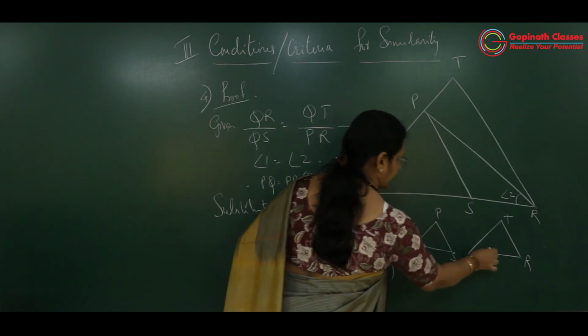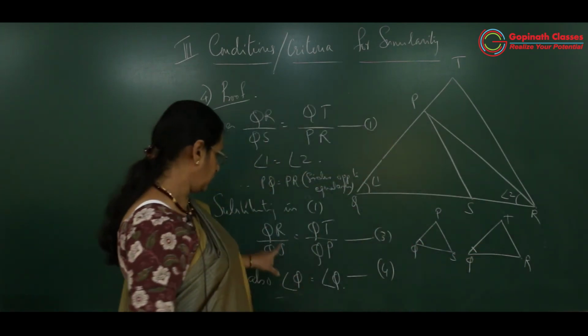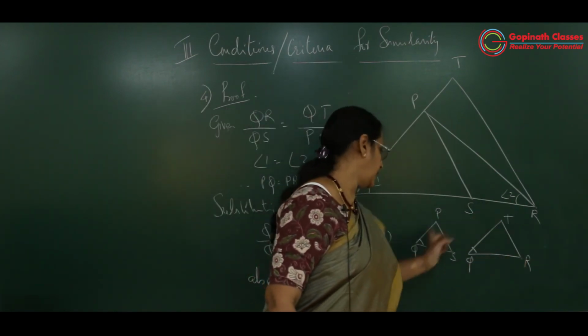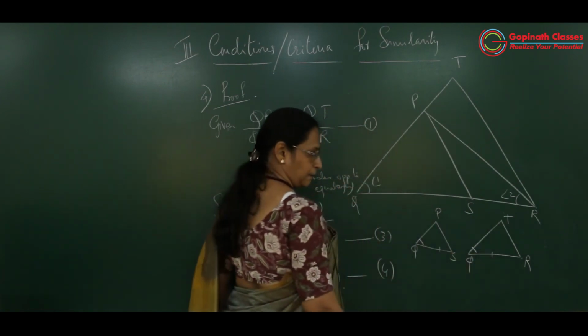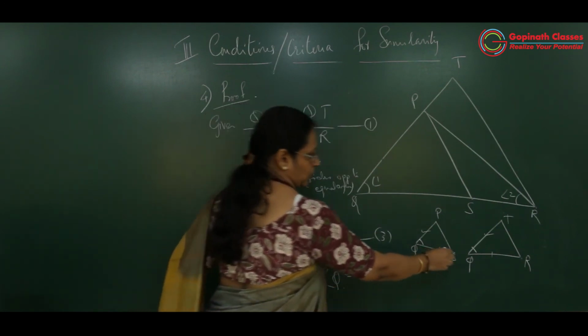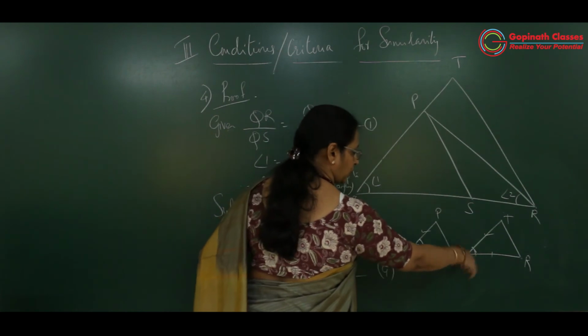अभी आप देखिए ये कैसे similar होगा. Q तो common है, दोनों में Q common है, and what's coming? QR upon QS is equal to QT upon QP. That means these two sides are proportional and these two sides are proportional and included angles are equal. So QR upon QS is equal to QT upon QP and angle Q equals angle Q.